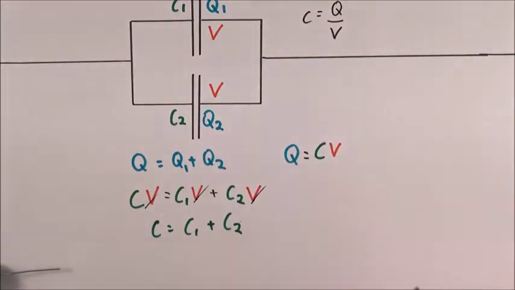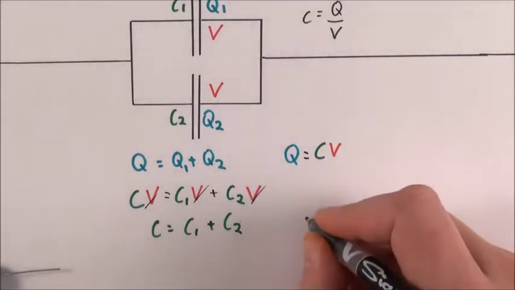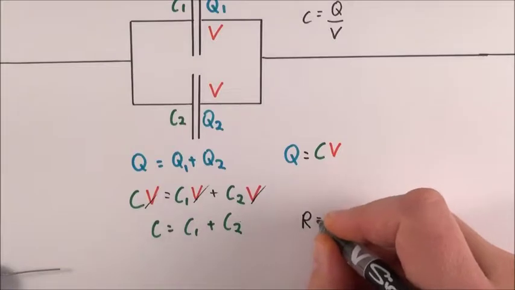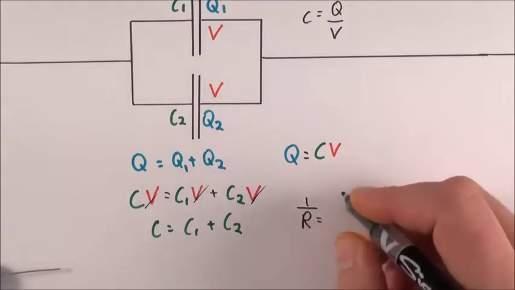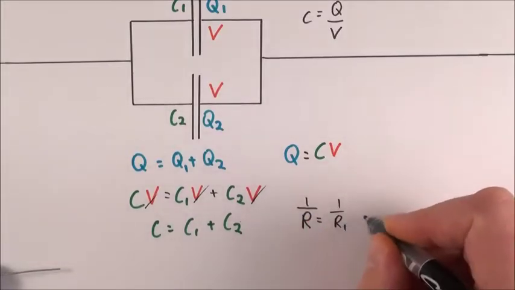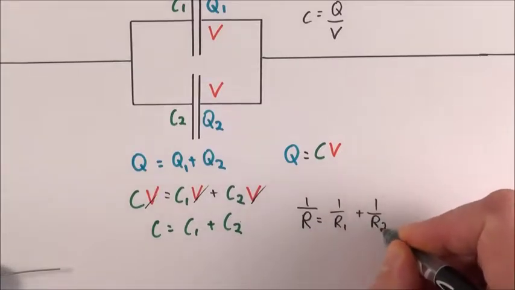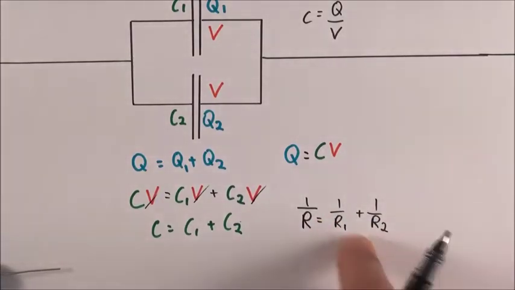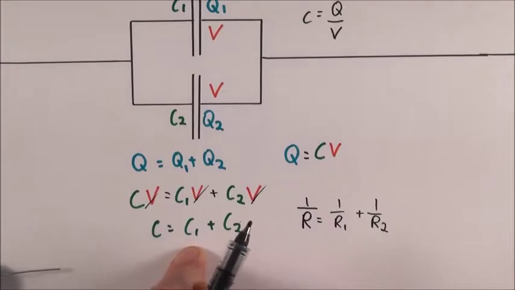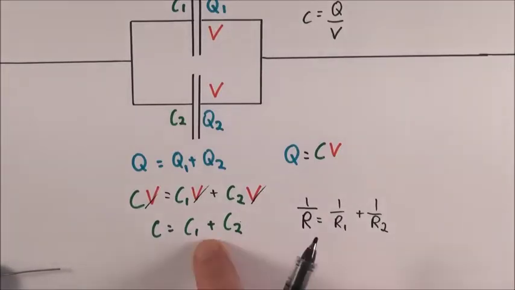And therefore this is a bit like the opposite of what we have for resistance. You've got to remember that if you have resistors in parallel, then the total resistance R is given by 1 over R is equal to 1 over R1 plus 1 over R2. So that's resistors in parallel, but that's capacitors in parallel. What happens though when you have capacitors in series?